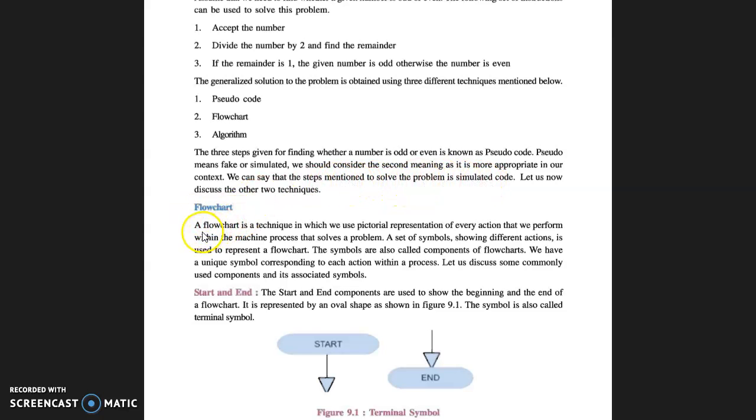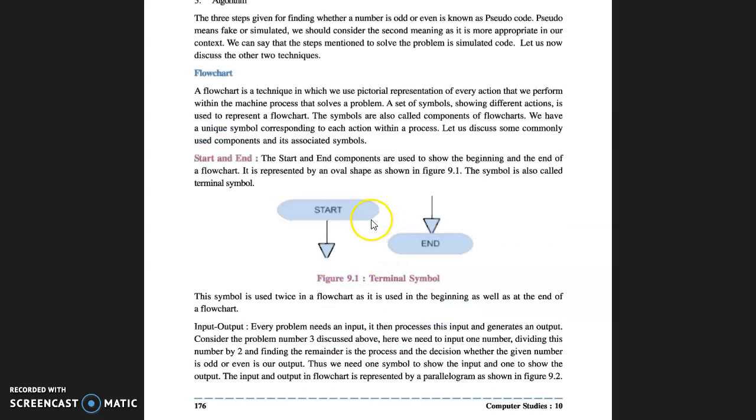Now what is a flowchart? A flowchart is a technique in which we use a pictorial representation of every action that we perform within the process that solves a problem. A set of symbols showing different actions is used to represent a flowchart. Underline these three lines. The symbols are also called components of a flowchart. We have a unique symbol corresponding to each action within a process. Let's discuss some commonly used components and their associated symbols.